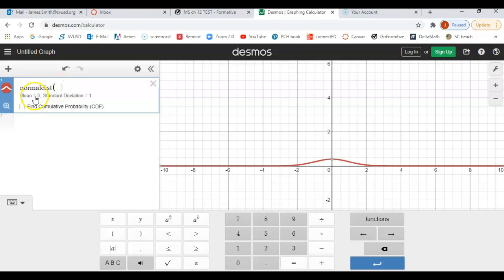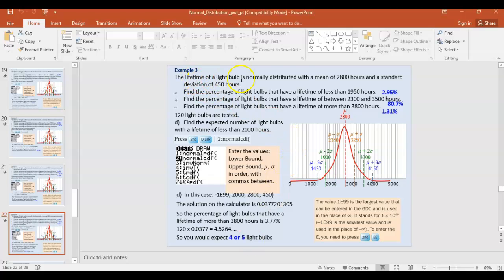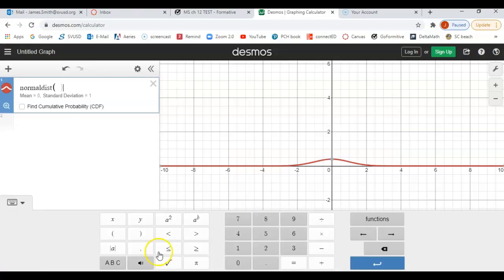It needs to know what the mean is and what the standard deviation is, and both of those will always be given to you within the problem. Take a look at the one that we're doing right here. Talking about the light bulb, it says the mean is 2800 and the standard deviation is 450. So I'm going to put in the mean of 2800, comma, my standard deviation is 450, and then I'll close my parentheses.